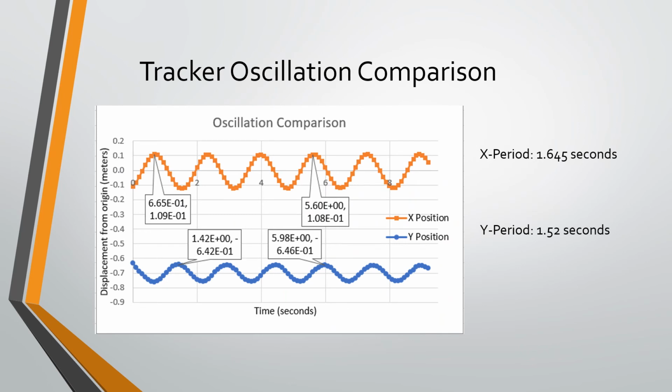Comparing Tracker's x and y oscillation periods, the values are close but have a noticeable difference, where the x direction oscillates approximately 0.1 seconds slower, most likely due to the initial position input being more dominantly in the y direction.